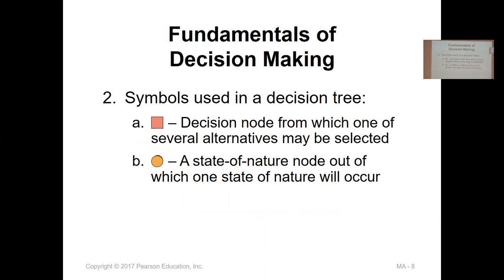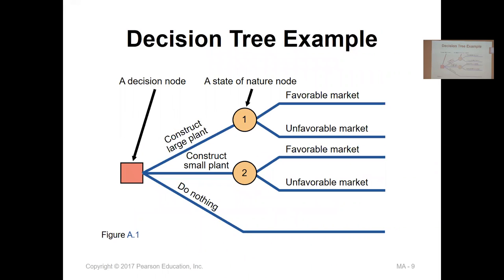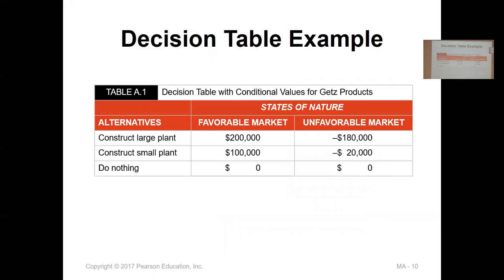This is when we get to a tree. We're not really there yet. In a tree example, the decision node is a square, and state of nature is always represented as a circle. But I think I want to start with the table so that we can make a little sense of that.